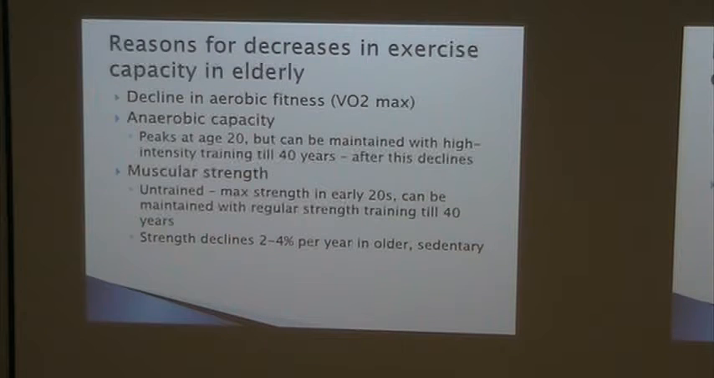All right, so you see strength declines because of the muscle mass. Muscles are atrophying, especially the fast twitch, as well as the neural changes that we just talked about.